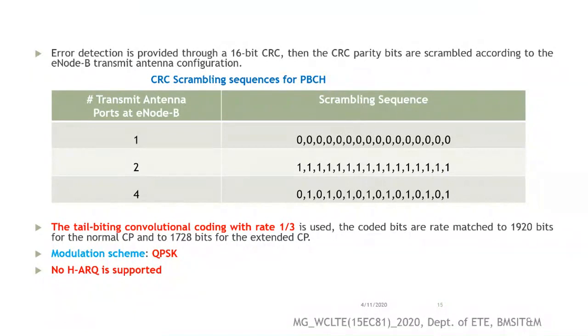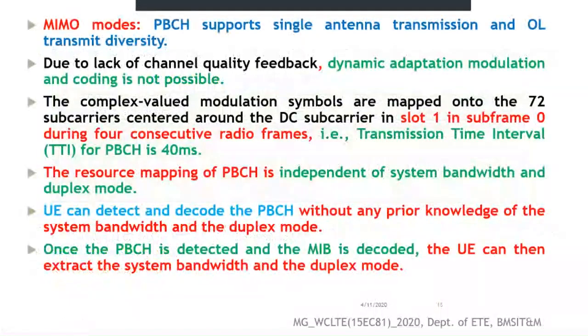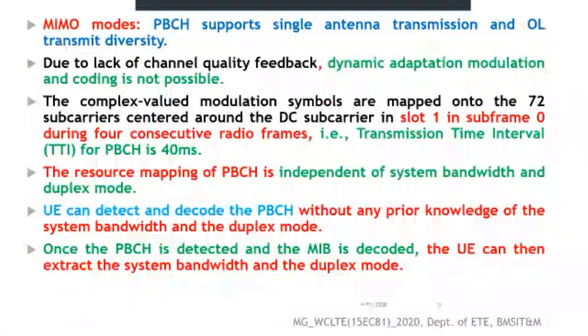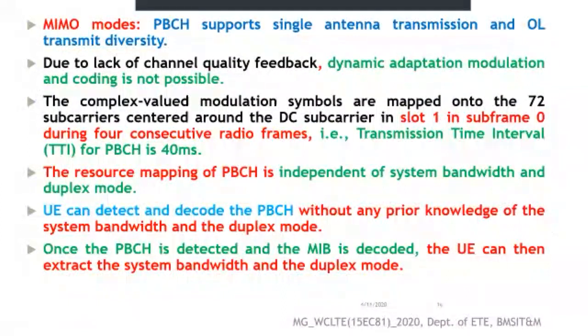The type of coding used is again tail biting convolution code with rate 1/3, and the coded bits are then rate matched to 1920 bits for the normal CP, and 1728 bits for the extended CP. The type of modulation scheme used is QPSK, and it does not support hybrid ARQ. For MIMO modes, this PBCH supports single antenna transmission and open loop transmit diversity. Due to lack of channel quality feedback, dynamic adaptation of modulation and coding is not possible.